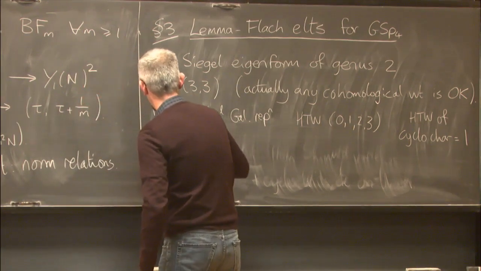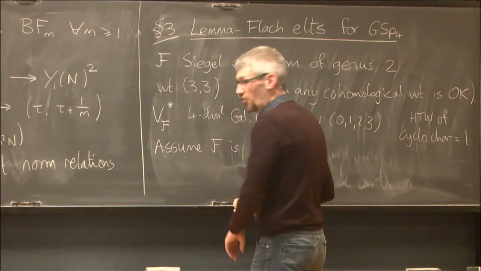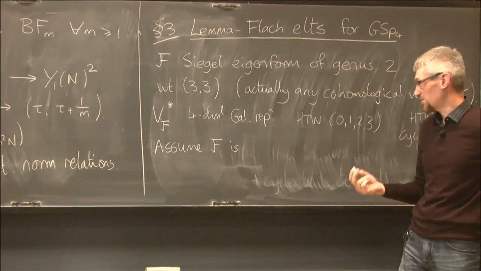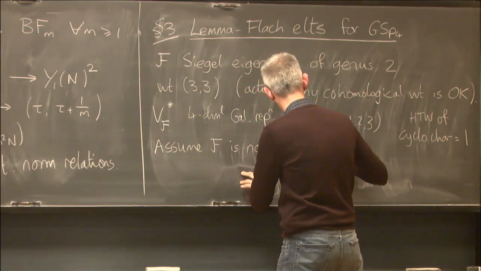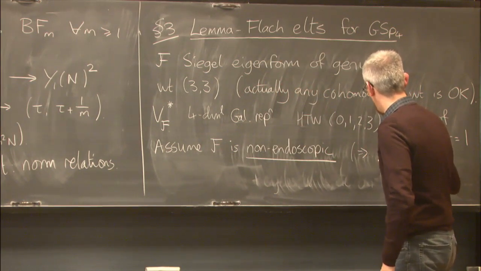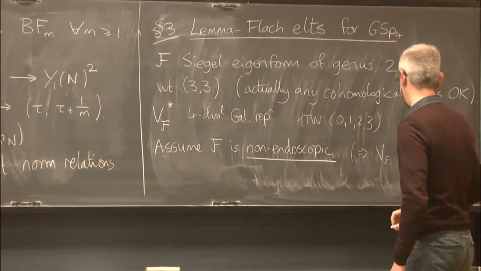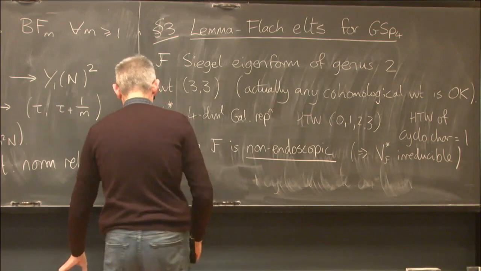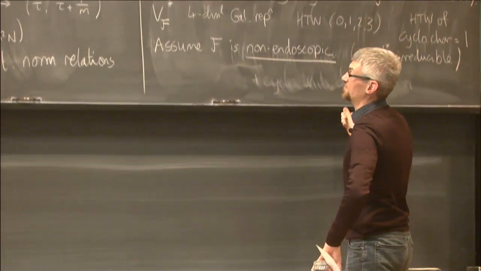So I'm going to assume f is what we call non-endoscopic. So it really belongs on GSp4. It's not lifted from GL2 or GL2 times GL2. And this implies that V_f is irreducible. So the kind of things I'm ruling out by this are things like Saito-Kurokawa lifts from GL2 times GL1.